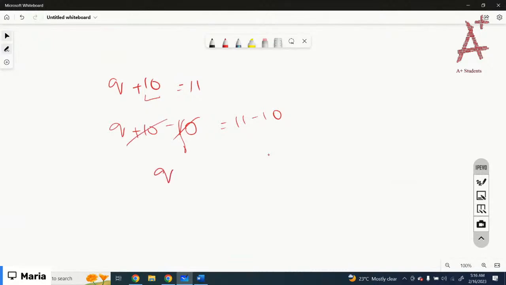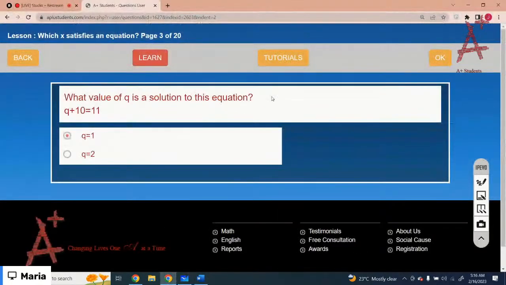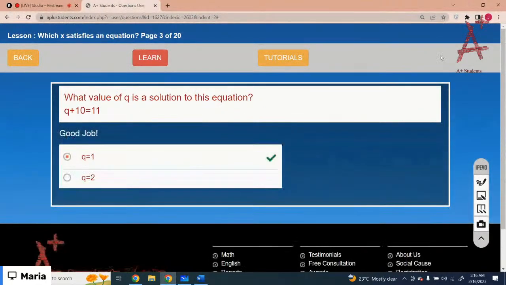10 minus 10 is 0. You are left with q here. And 11 minus 10 is 1. That means the value of q equals 1. Got it? So the correct option is 1. Just select the correct option and click on the OK button.